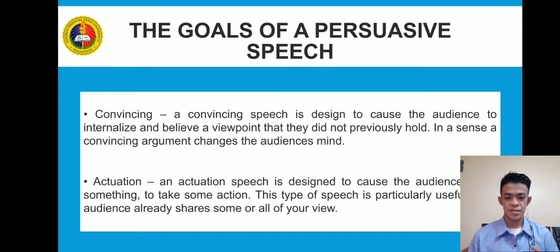So actuation. An example of actuation is that at the end of the presidential campaign, candidates begin to focus on convincing their supporters to actually vote. So they are seeking to actuate the action of voting through their speeches.